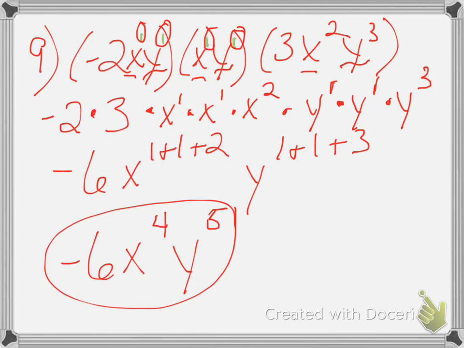And that's my answer. Wait, where's that Y going? Is the 6x and the Y on a different line than the 1 plus 1 plus 2 thing? These are exponents. Oh, those are the exponents right there.